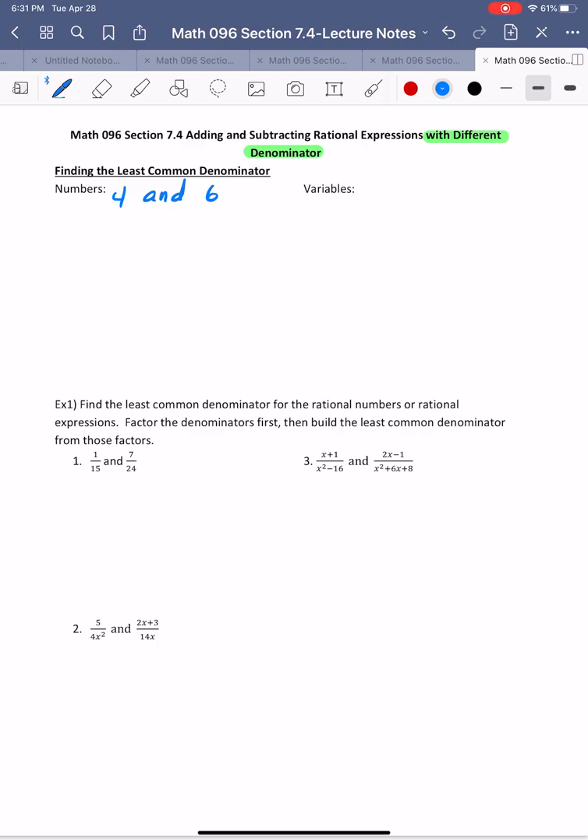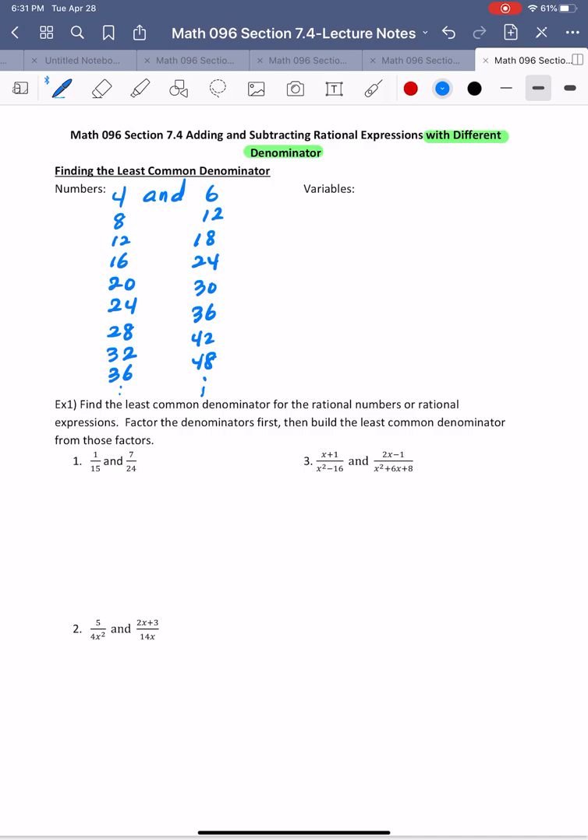The 4 goes with 4, 8, 12, 16, 20, 24, 28, 32, 36, and so on, right? And then 6 has 12, 18, 24, 30, 36, 42, 48, and so on. So these are the multiples, okay?